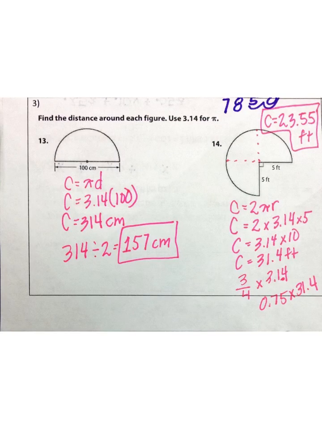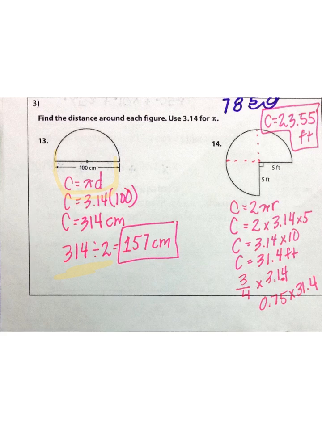Okay, so for number 13, the half circle, the first thing I did is find the circumference by using C equals pi times D. And so the circumference is 314 centimeters, but I only have half of a circle. I don't need the full thing. So then I did 314 divided by 2 and got 157 centimeters.